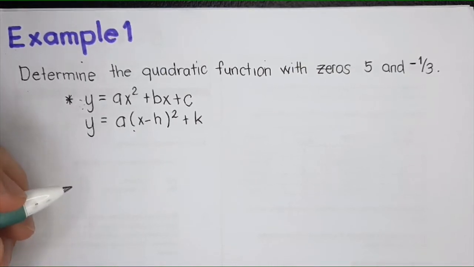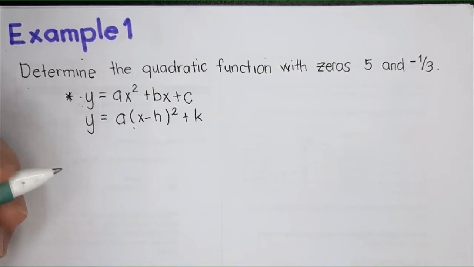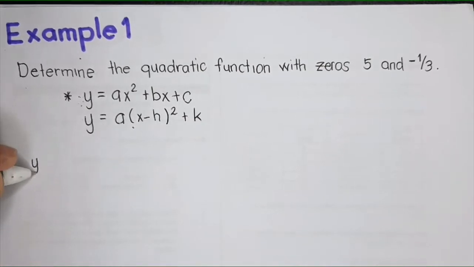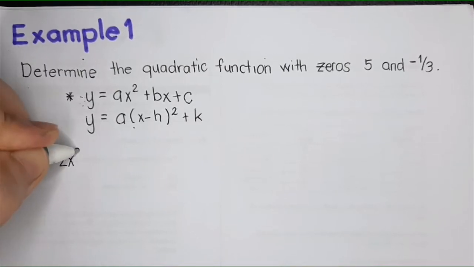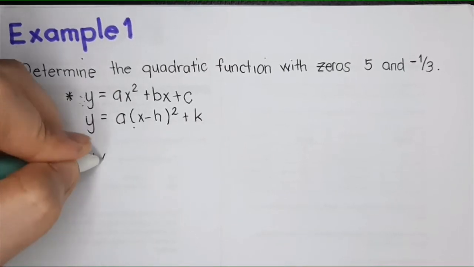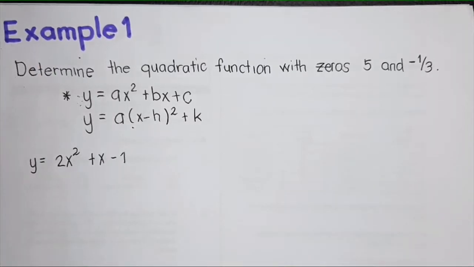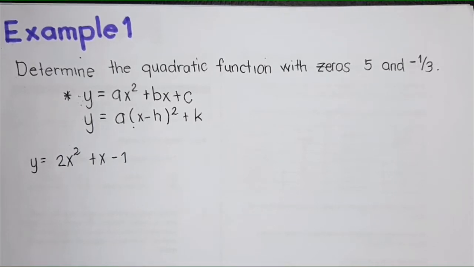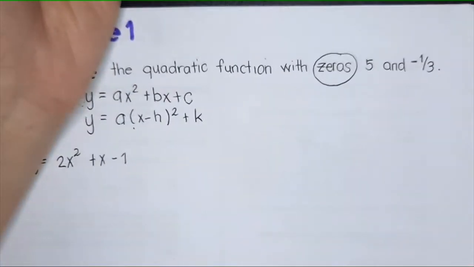Let's have this quadratic function, y equals 2x squared plus x minus 1. Okay? So we have here a quadratic function. Now, let's get the zeros of this quadratic function. So, what do you mean by zeros?